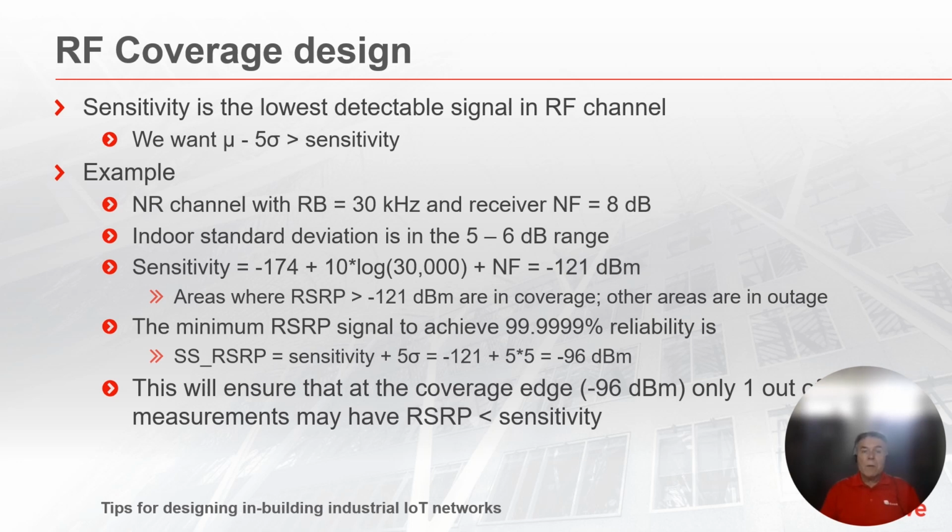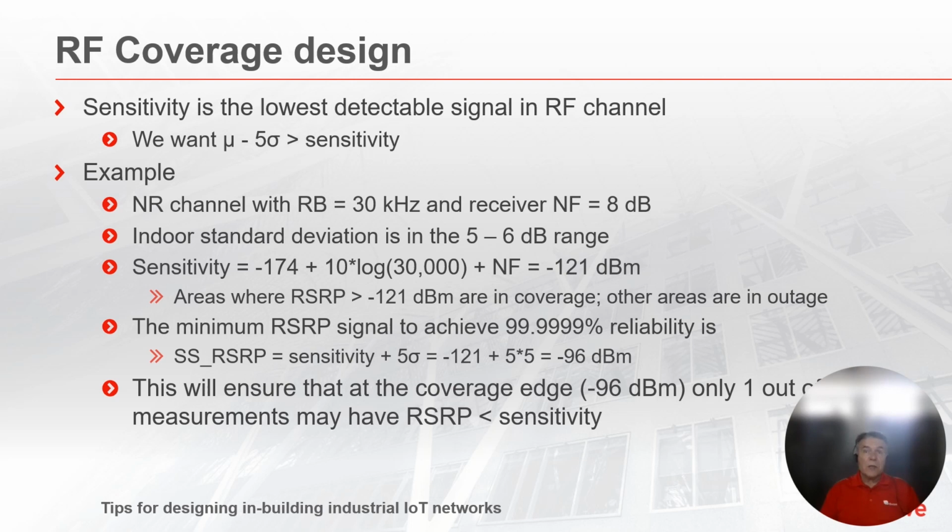So the minimum RSRP signal to achieve that reliability that we talked about, 99.9999%, is sensitivity plus 5 sigma. And if we assume that standard deviation is 5 dB, then it is minus 121 plus 5 times 5, and that is minus 96 dBm. So if the coverage is minus 96 dBm or higher, then we are in good shape. We guarantee the desired reliability.